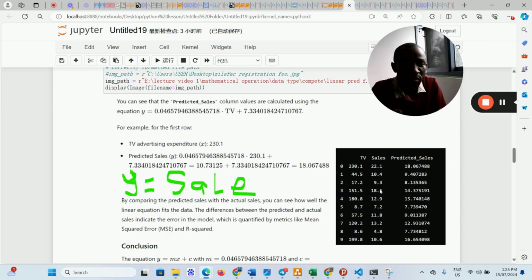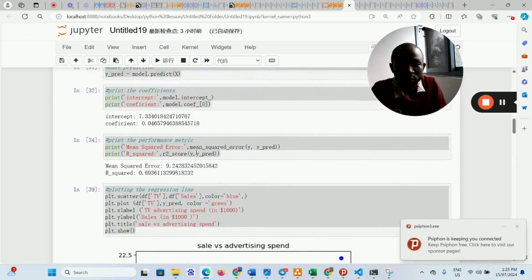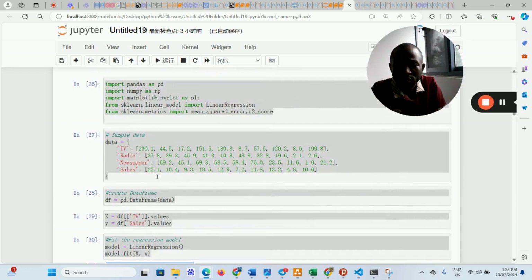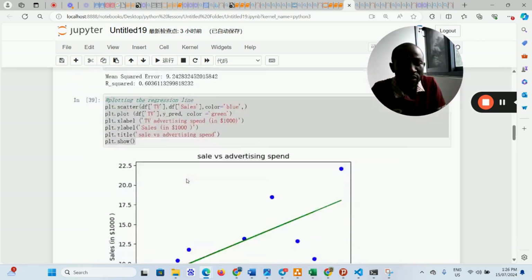Why was it not good? Because we used just one variable. At this point we used only the advertisement using the TV. We did not use the radio, we did not use the newspaper. We used only the TV advertisement versus sale. That is why our prediction was not good. But now in the multiple regression prediction, we use all three, one, two, three, to predict sale. That is why we have a good prediction.